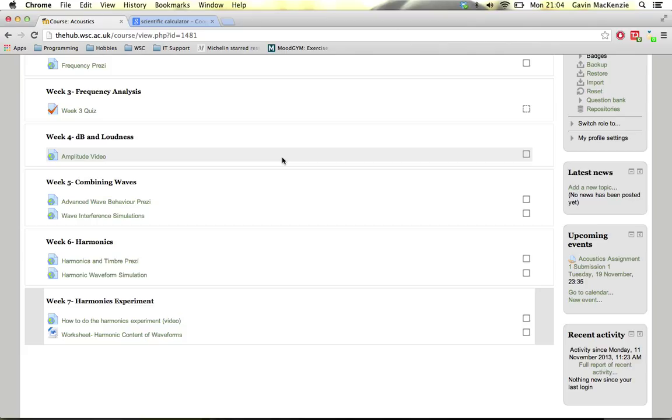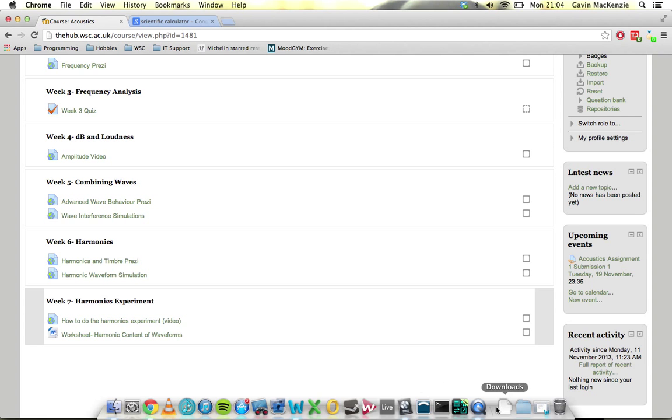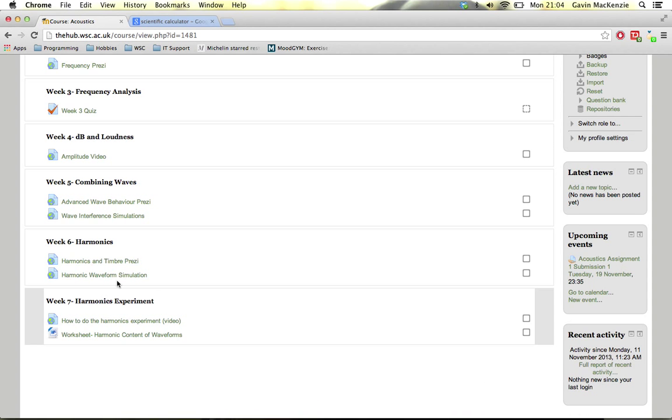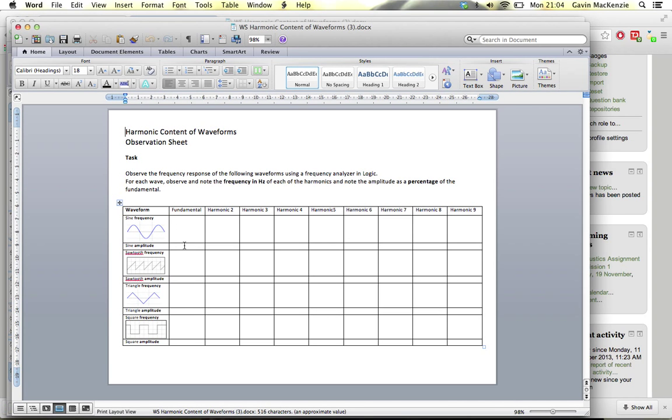Okay, so coming down to the sheet that we have, the harmonic content of waveform sheet, what we're being asked for is to give the amplitude of each of the harmonics as a percentage of the fundamental. Now the fundamental amplitude is always going to be 100%. It's the highest amplitude out of all the harmonics. So the first thing you should do is note down all these as 100%.